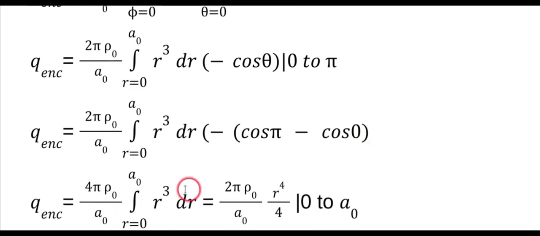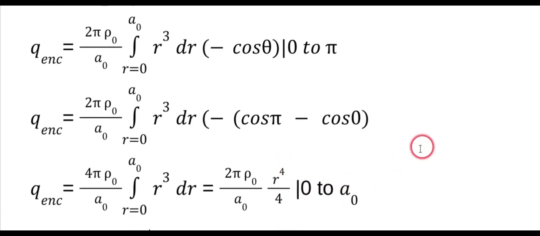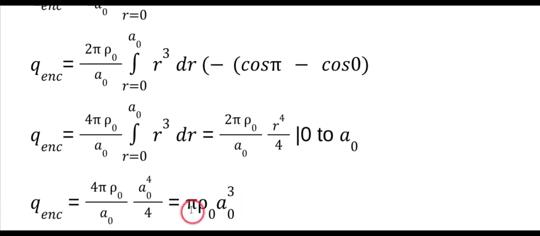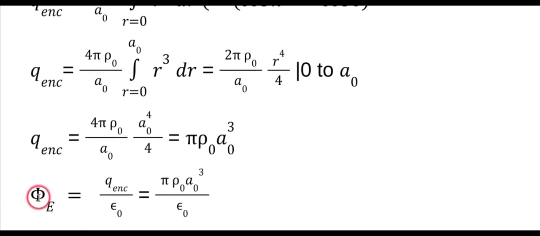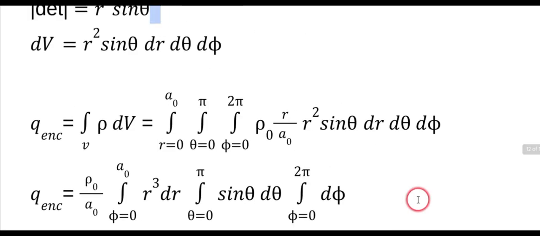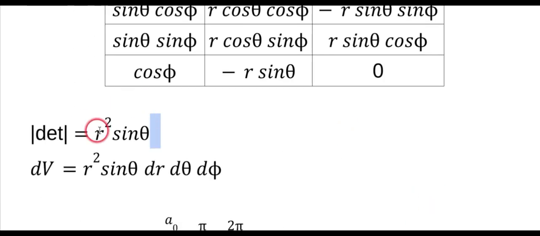Okay? Now the only thing left is r cubed, which is r to the 4th over 4, 0 to a naught. This time the 0 really is a 0. And we get pi rho naught a naught cubed. Excuse me. And once again, he's asking for total flux. You divide by epsilon naught, and you got your answer. Okay? So the only thing hard about this one was figuring out what he's asking for here in terms of dV, because this was not well described in the book, or I didn't think so.